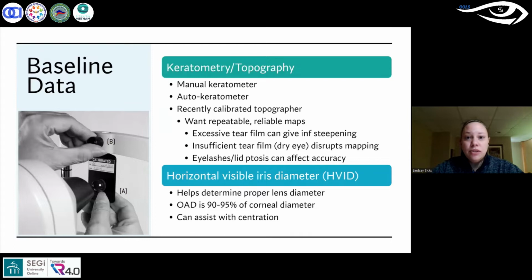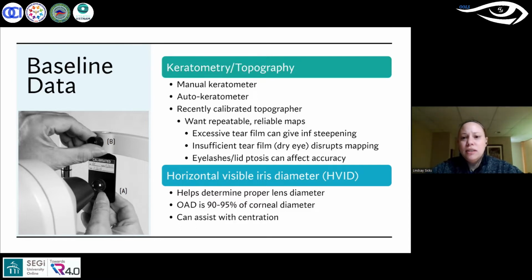So again, baseline data, you can use a manual keratometer, an auto keratometer. When you're using a topographer, I will say it's really helpful to have recently calibrated your topographer. Another mistake that I've made going years using a topographer that has not been calibrated because I lost the calibration device. So I eventually gave up and bought a new one, and it's been much better since I did that. So calibrate it at the interval that the software is going to ask you to do it, but you can certainly do it more often. And this is going to help give you more repeatable, reliable mapping from your device.